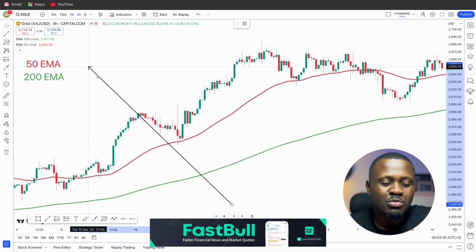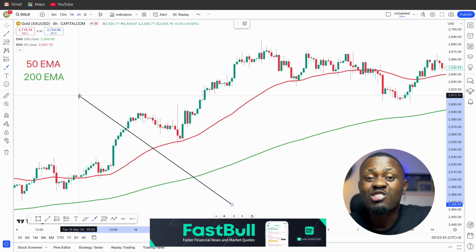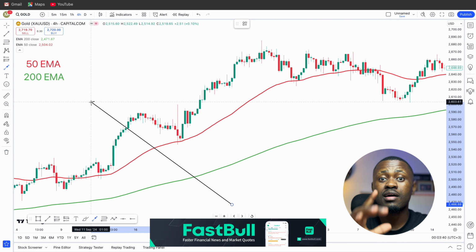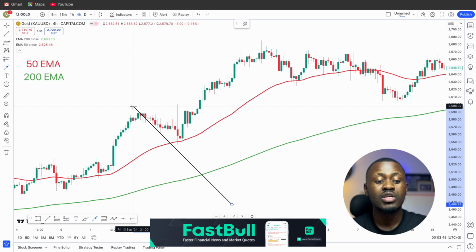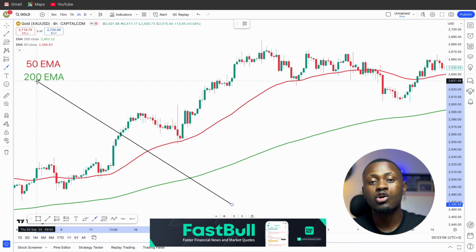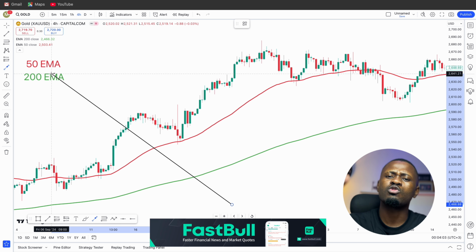Now I'm going to be using the 50 EMA and the 200 EMA. So what does EMA mean? EMA means exponential moving average. We also have the simple moving average, but I use the exponential moving average. I use the 50 and 200. The 50 means the 50 period. So the 50 moving average helps you to calculate the average close of the 50 candles. And then the 200 EMA helps you to calculate the average close of the previous 200 candles, as you can see right here. We also have the 20 EMA.